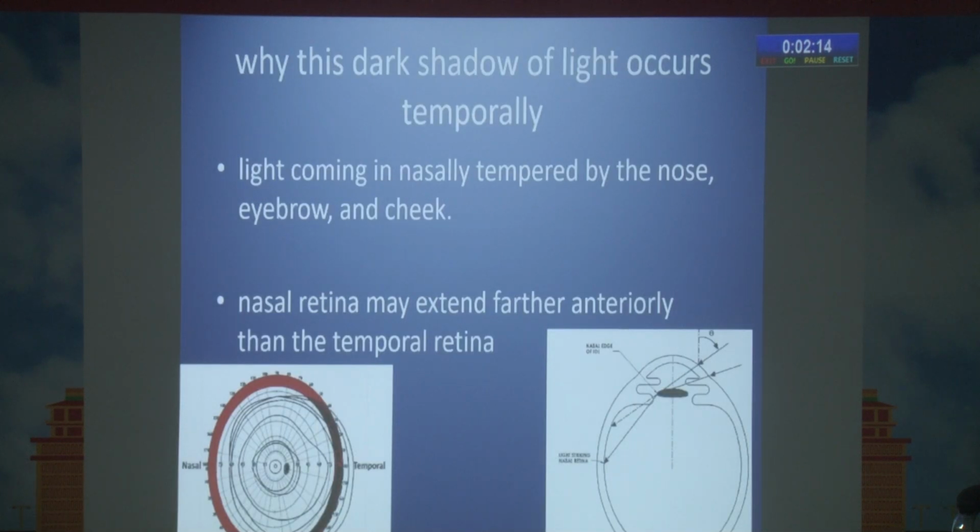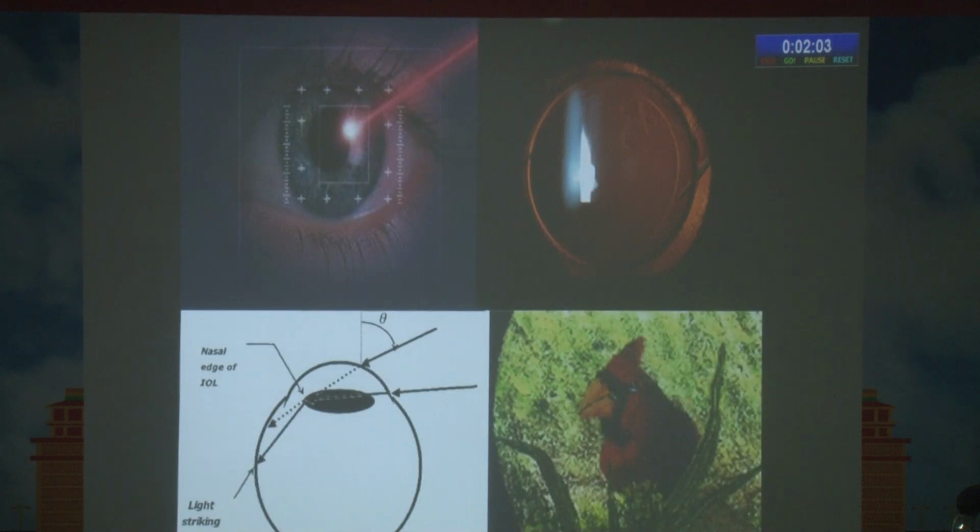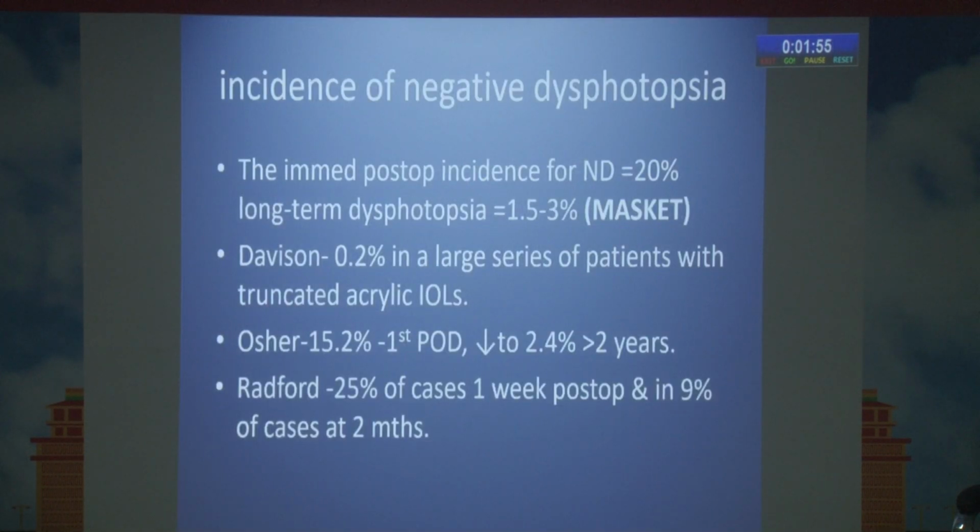Why does this dark shadow occur only temporally and not nasally? Because light coming in nasally is tempered by the nose, eyebrow and cheek, and the second factor is that the nasal retina may extend further anteriorly than the temporal retina. So these are some of the pictures which have been drawn by the patients, and these are the temporal dark shadows which haunt them. What is the incidence?